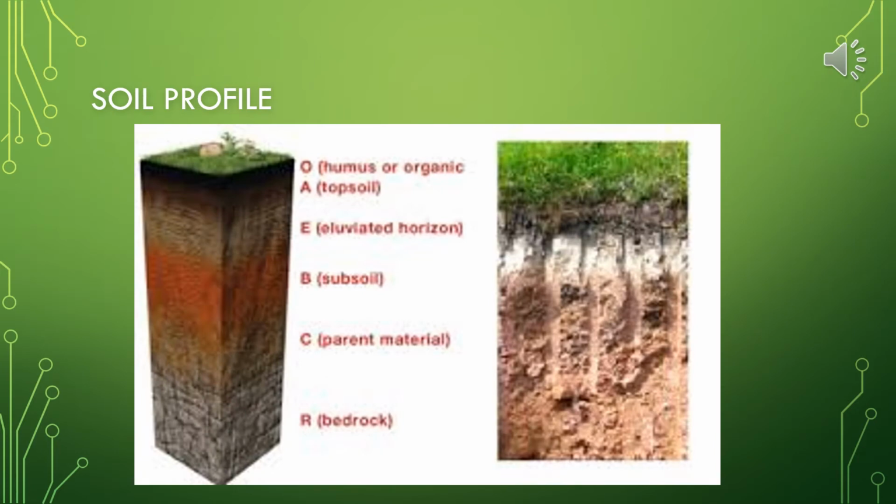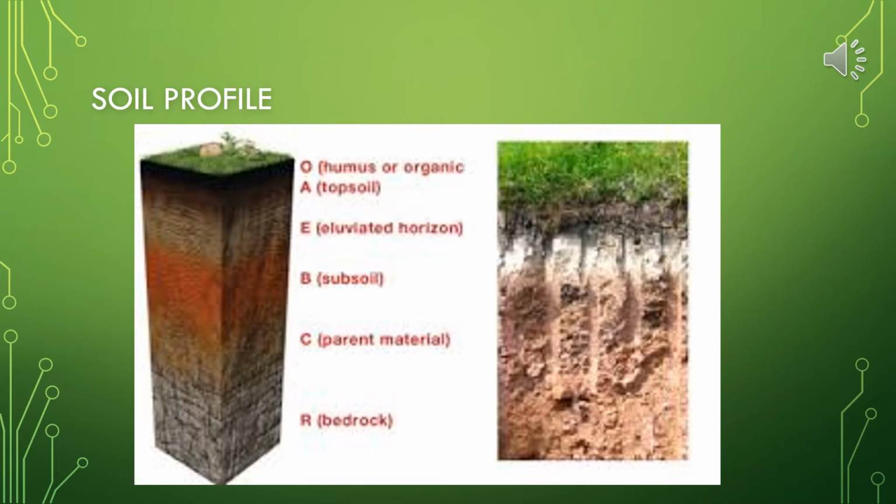We also talk about soils in terms of a soil profile. These are the layers of soil if you were to dig down and take a cross section. Let's begin at the very top. The top layer, where you have organic material and dead leaf litter, is called organic layer or humus.